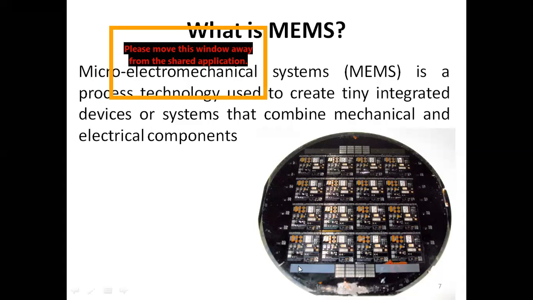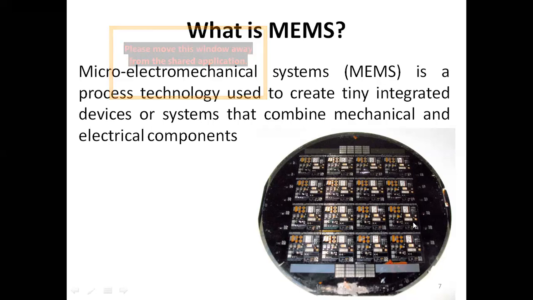Here you could see a silicon wafer. This is a silicon wafer on which you could see thousands of tiny MEMS devices, microfabricated devices, which have been produced on a single wafer.